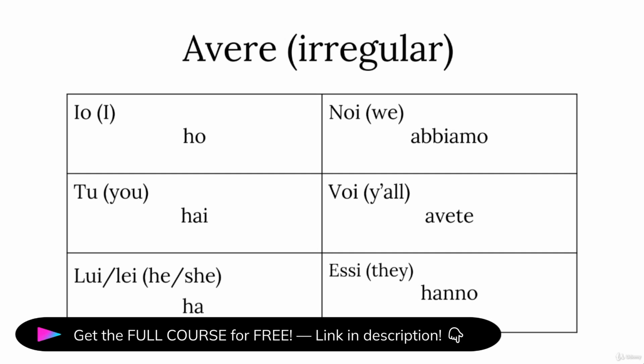Here as well is super important because if you write anno without the H, that means year. Okay? So always remember the H where it needs to be.